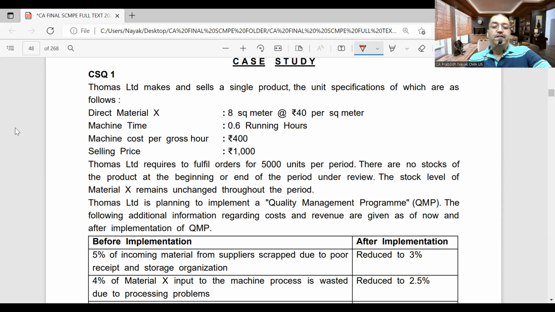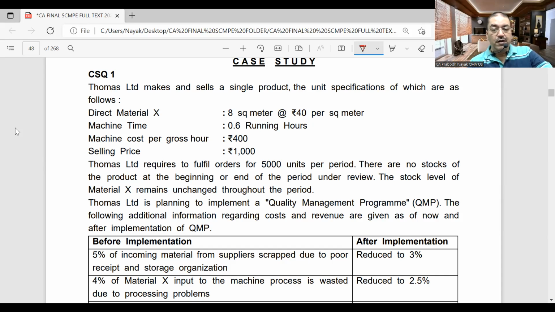Commerce Limited makes and sells a single product, the unit specifications of which are as follows. Direct material X is required at 8 square meters at the rate of 40 rupees per square meter. Machine time is 0.6 running hours. Now this is per unit.